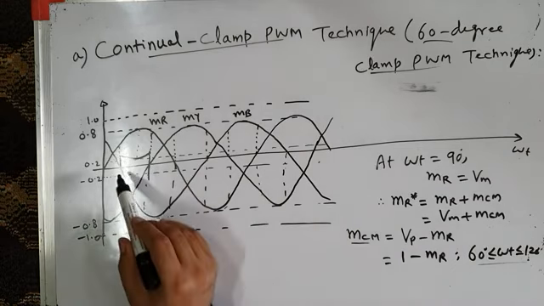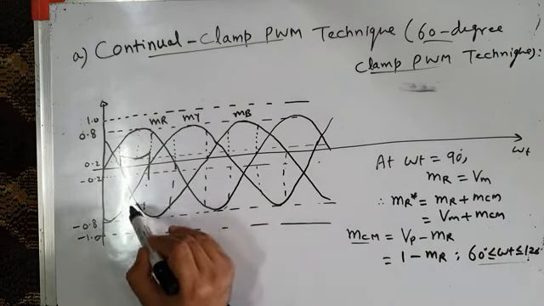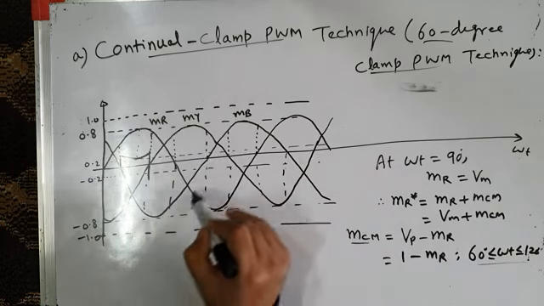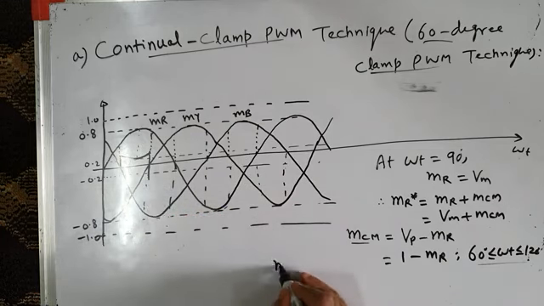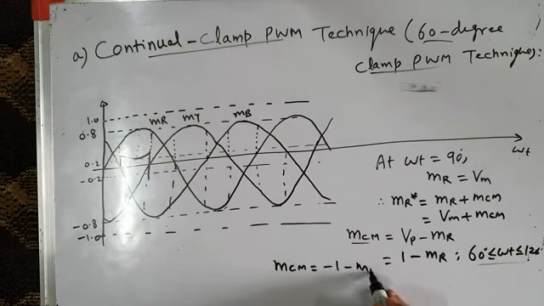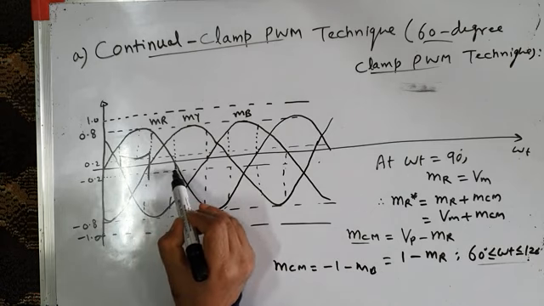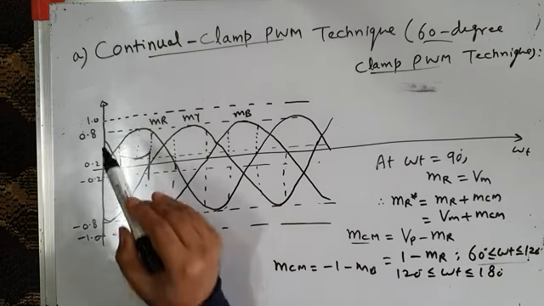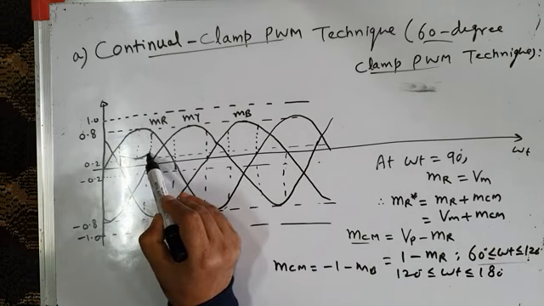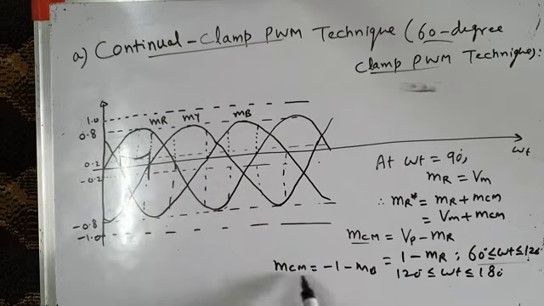Okay. After that, the negative part of MB is starting. This is my modulating wave MB, but negative value. So my MCM is equal to minus 1 minus MB, from which instant? From 120 degrees to 120 plus 60, that is 180 degrees. So this is 60 to 120 degrees, and this is how we have calculated MCM from 60 to 120 degrees. MCM is minus 1 minus MB from 120 to 180 degrees.